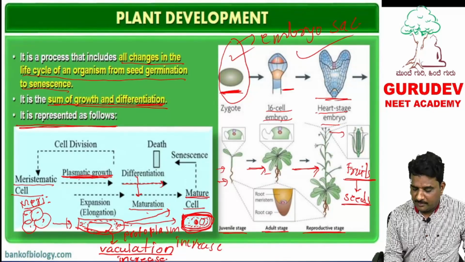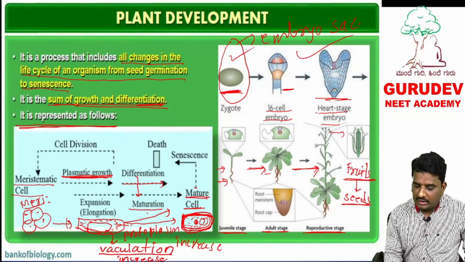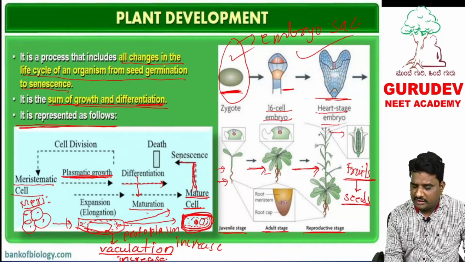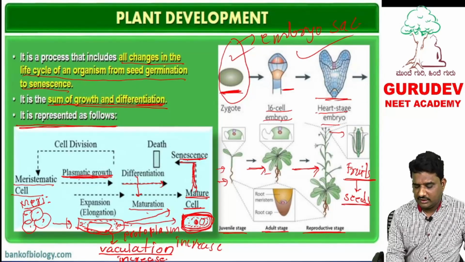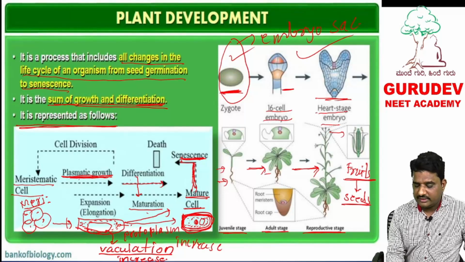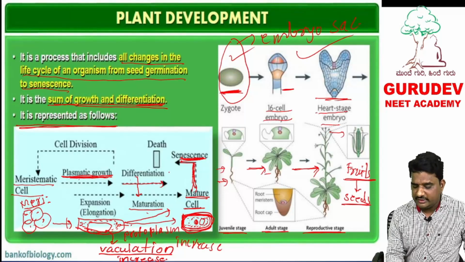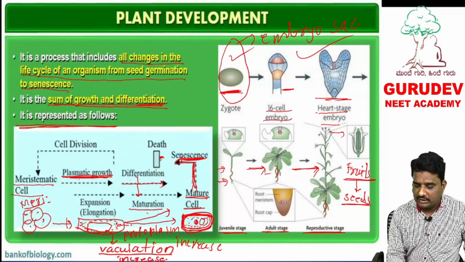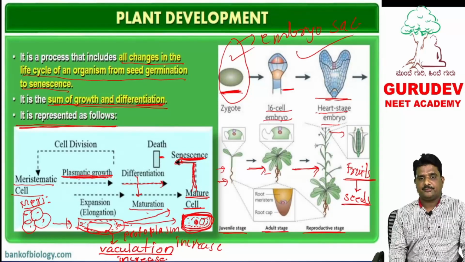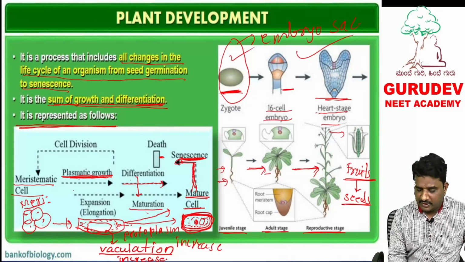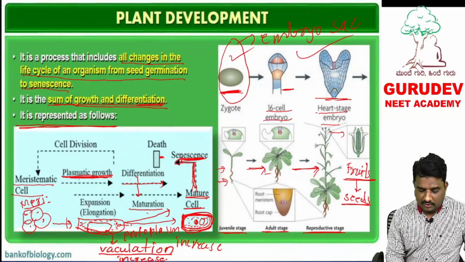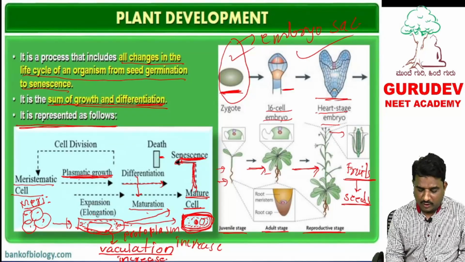After elongation the mature cell is formed, and when the age of the cell is completed, that aging of the cell is called senescence. After senescence the cell undergoes death. So cell death is the final process. This is the life cycle, the sum of the processes called the development process.